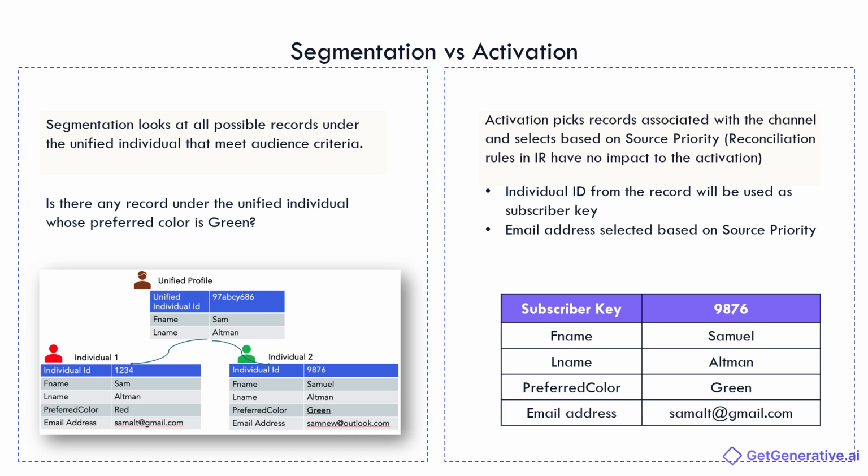Versus activation, activation will look at all the records that you have picked from segmentation, and it'll utilize them in an activation. You can of course apply filters, but the filter will be on the unified profiles only. The information that you already have on segmentation, the activation will be on top of it. Plus, you can also choose which individual ID to pick from the record, such as if you're sending the data to Marketing Cloud, you may want to utilize a subscriber ID.